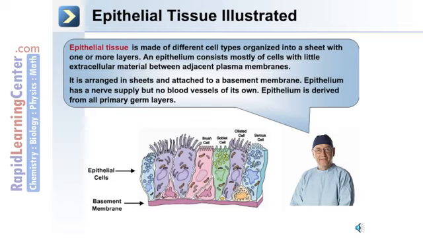This can be seen in the image on the slide. There is very little extracellular space between each epithelial cell. Epithelium has a nerve supply but no blood vessels of its own, and it's derived from all three primary germ cell layers.